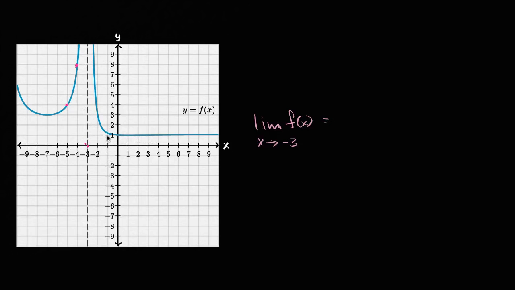So this is f of negative 1, f of negative 2, f of negative 2.5. It looks like it's up here someplace. F of negative 2.9 would be even higher. F of negative 2.999, it looks like it would, once again, approach infinity.